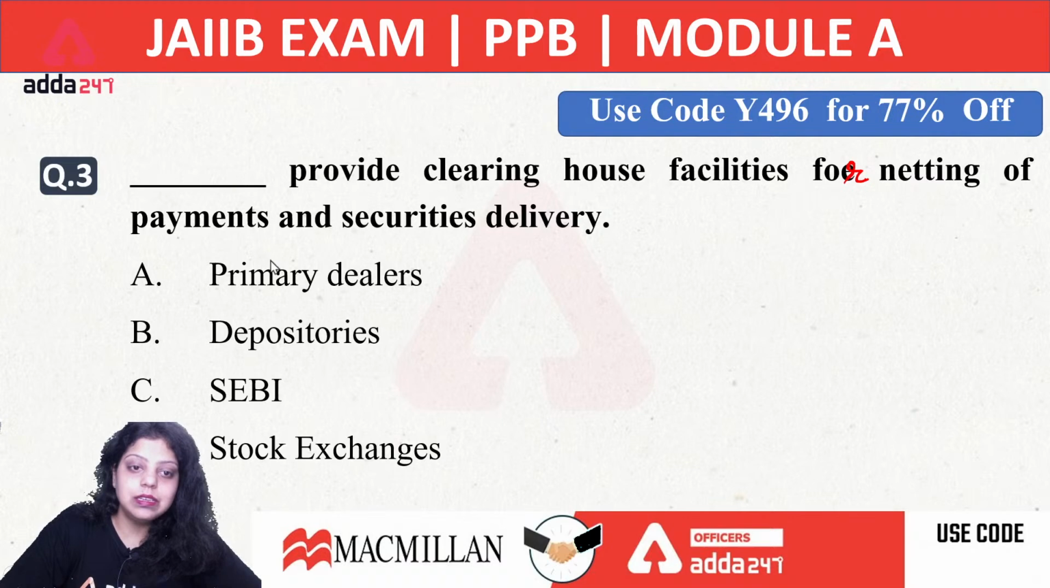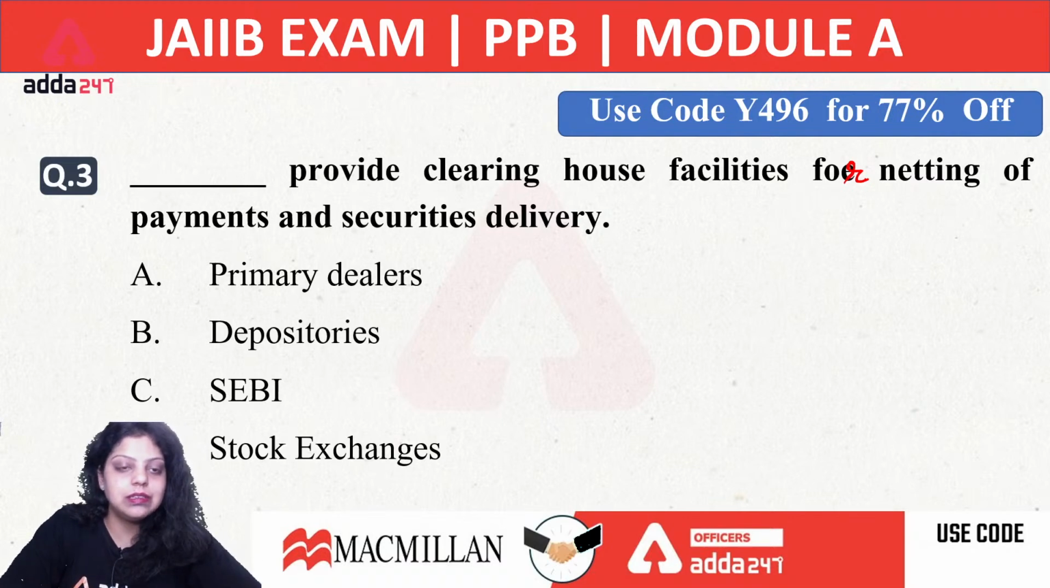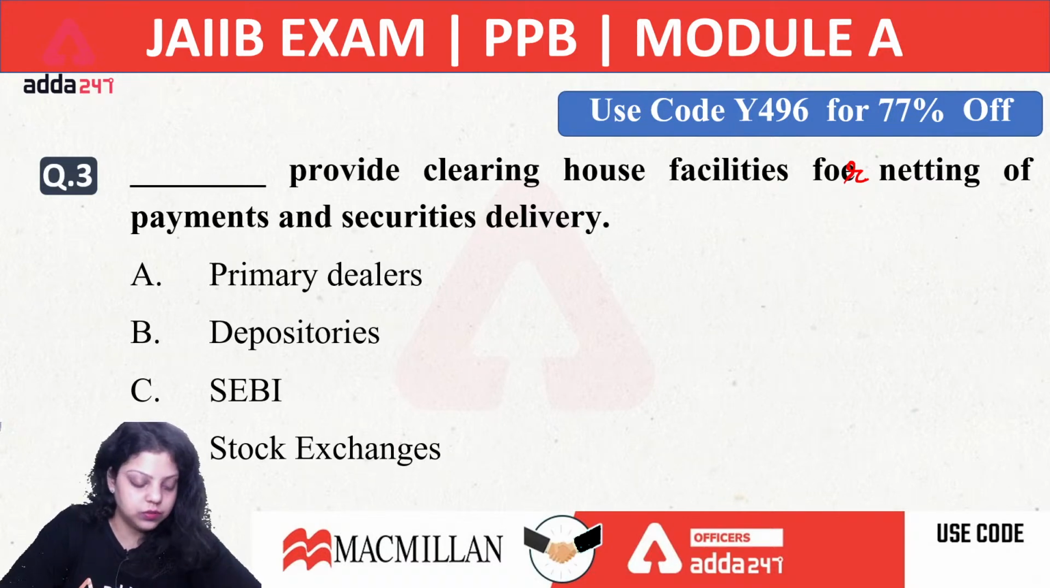What is it? Is it a primary dealers? Is it a depositories? Is it a CAIIB? Is it a stock exchange? Dash provide clearinghouse facility for netting of payments and securities delivery. A, B, C or D. It will be done by primary dealers, it will be done by depositories, CAIIB or stock exchange.